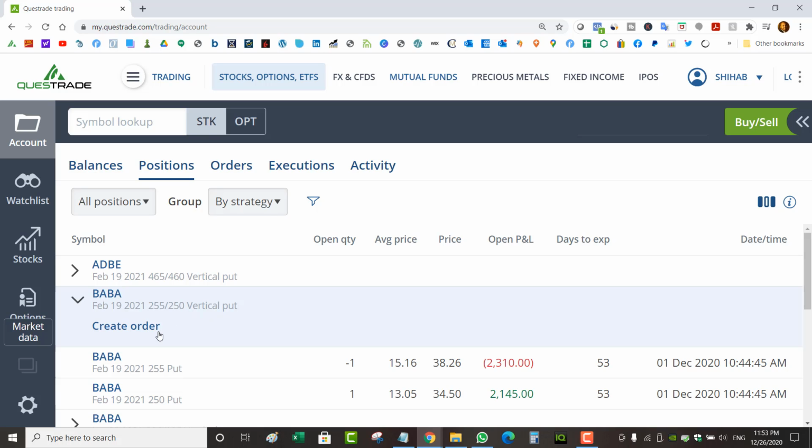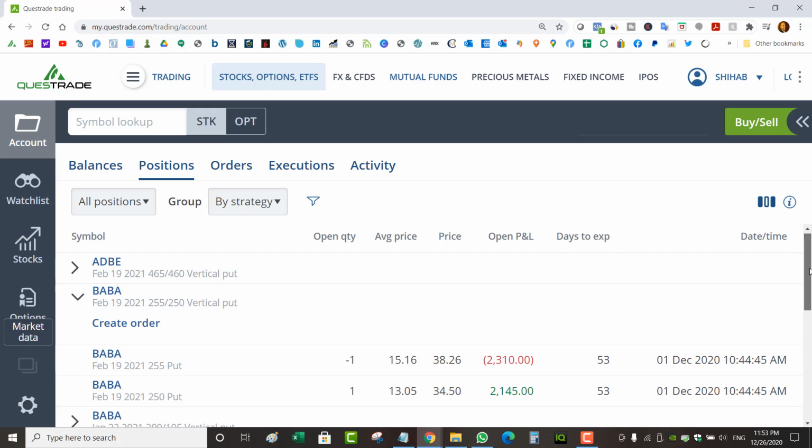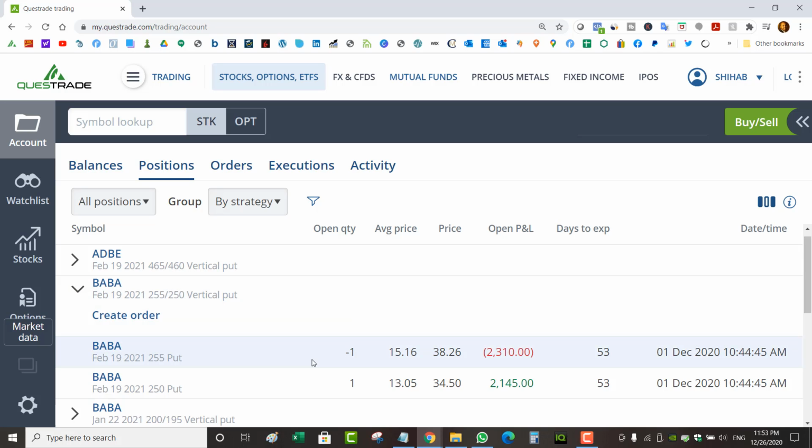But I am thinking of a way to manage this trade. There's several ways, but the way that I'm most likely going to take, either I'm going to wait till maybe end of January to decide, but because it's a put spread, that means I've got a short put and a long put. What I could do is sell the long put, because the long put, as you can see, is giving me a profit of $2,145. So I could sell the long put, so collect a credit of $34, for example, and then I'm left with a short put.